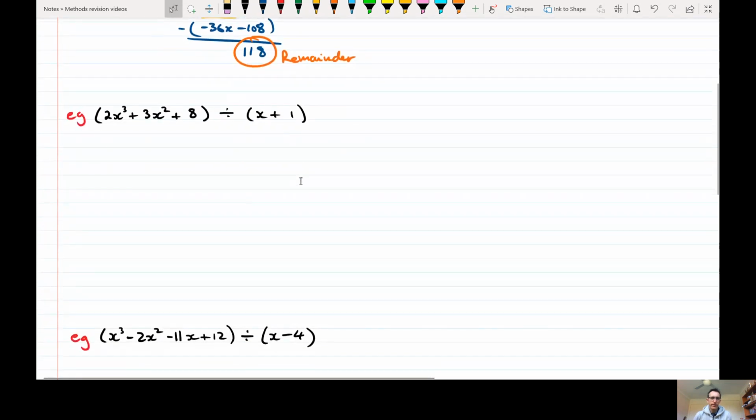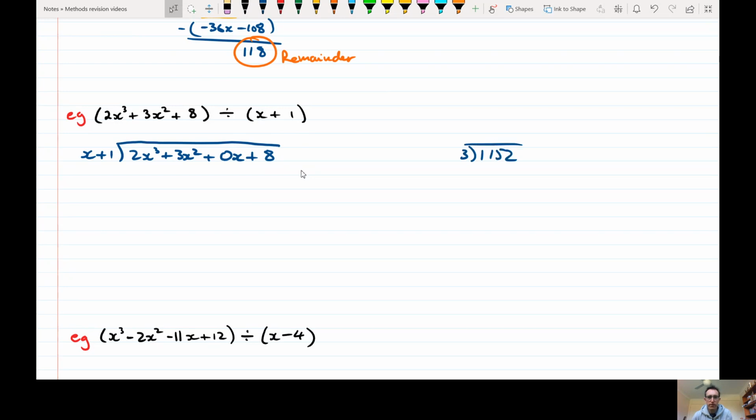Let's do this next one. So again, we're going to have x plus 1 here. We're going to have 2x cubed plus 3x squared. Now there's no x term, but I'm going to insert it because when you divide, you're going to end up with one, most likely. And just like if I'm dealing with whole numbers, each of these holds a place value. In your long division, the x cubed, x squared, and x terms, every power is a place value, so you don't want to lose the place value.